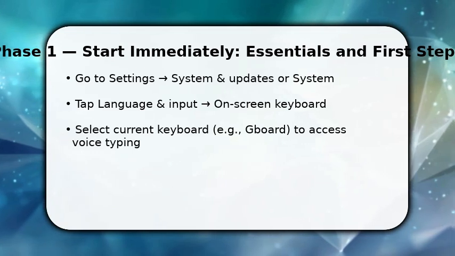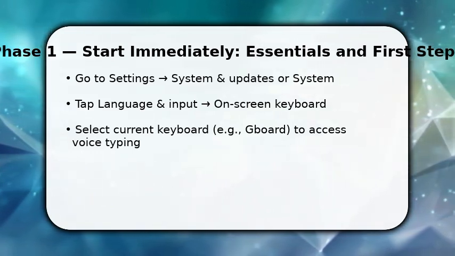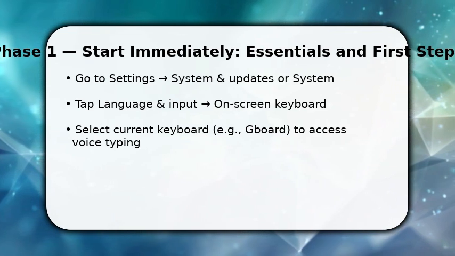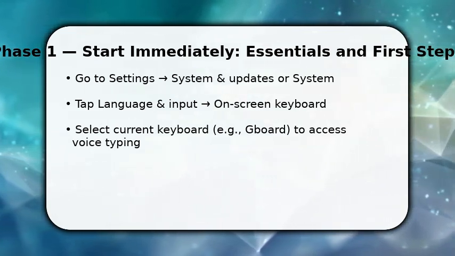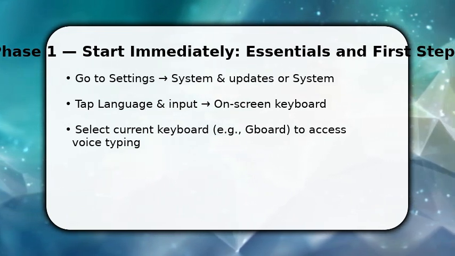Enjoy the video. You start by opening Settings and moving straight to Language and Input. This is where input methods live. Once there, tap On-Screen Keyboard, then select the Active Keyboard app, often Gboard on Huawei.